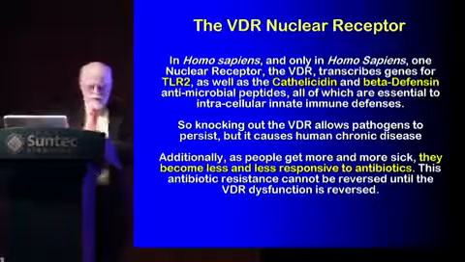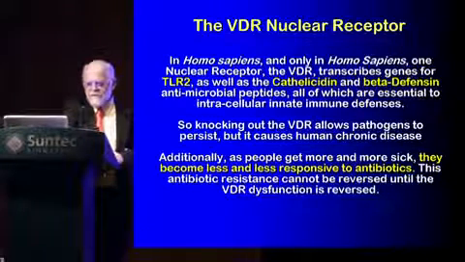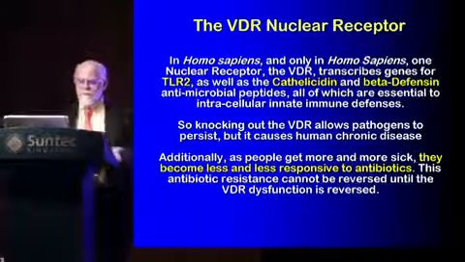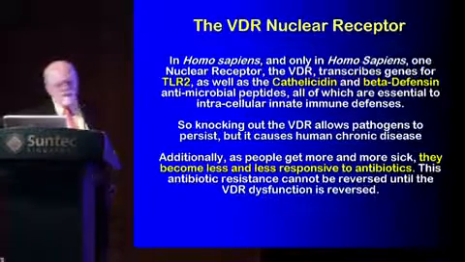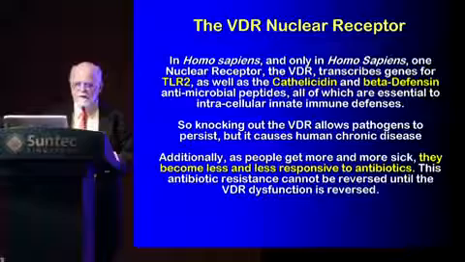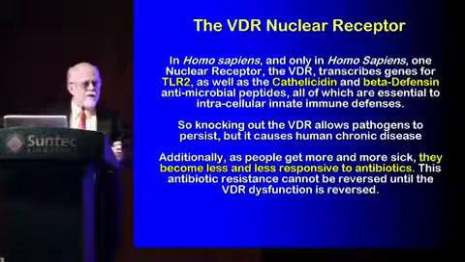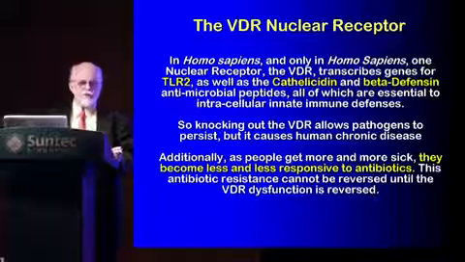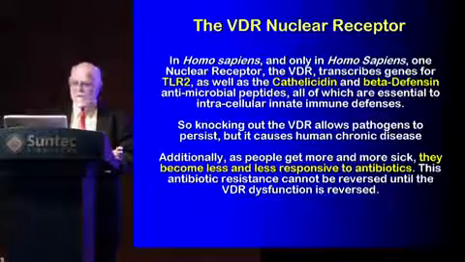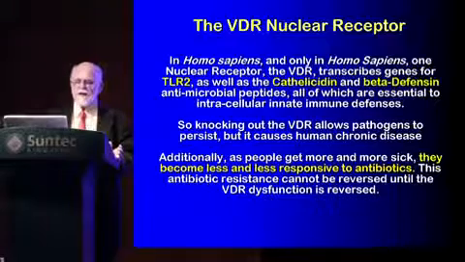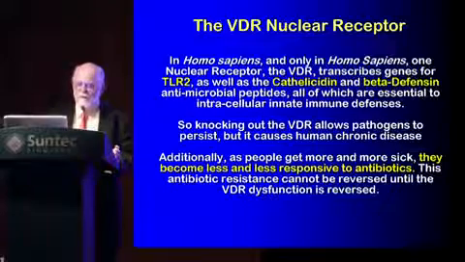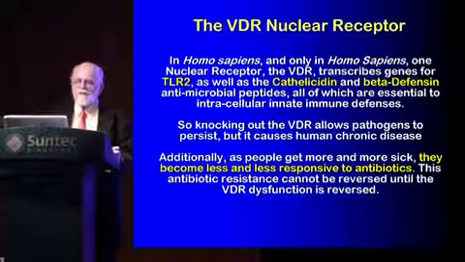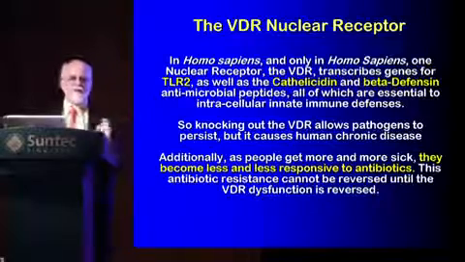Well, what we did some years ago was to figure out that the key to persistent pathogen survival in Homo sapiens is the VDR nuclear receptor. Because in Homo sapiens, and only in Homo sapiens, not even in some of the higher primates, there is one nuclear receptor, the VDR nuclear receptor, which transcribes genes for TLR2, as well as cathelicidin, and to a lesser degree beta-defensin antimicrobial peptides. All of these are essential to the intracellular innate immune defenses, innate immunity.